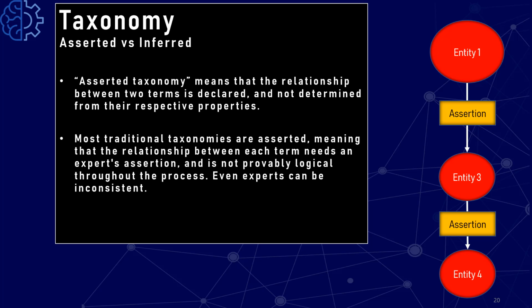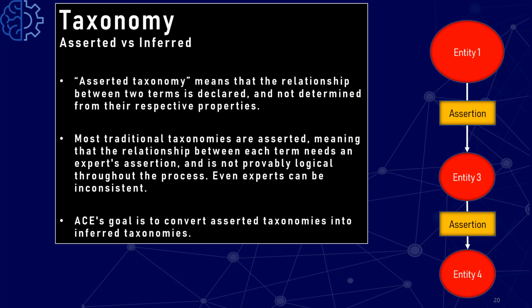Most traditional taxonomies are asserted, meaning that the relationship between each term needs an expert's assertion and is not provably logical throughout the process. Even experts can be inconsistent. ACE's goal is to convert asserted taxonomies into inferred taxonomies.